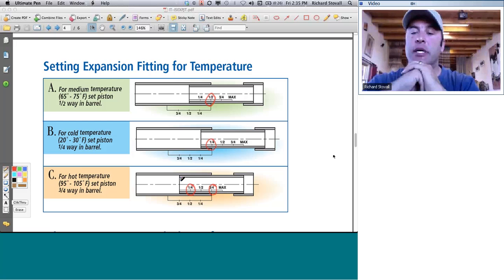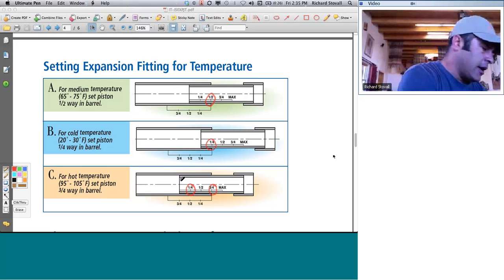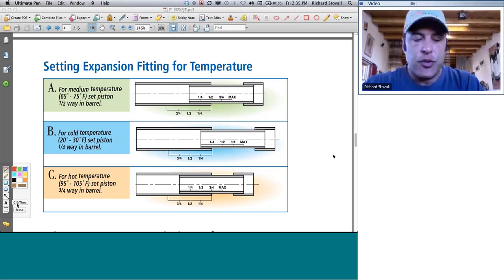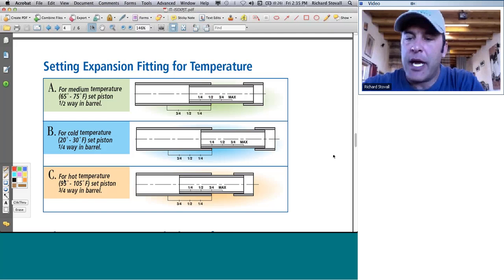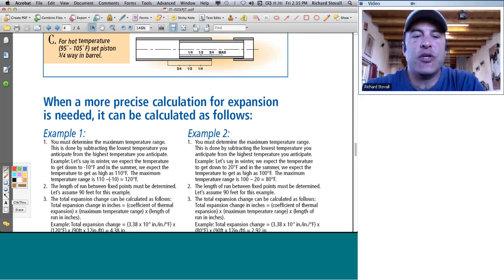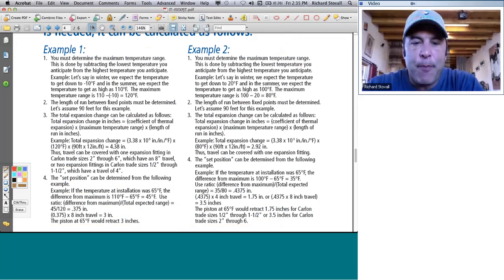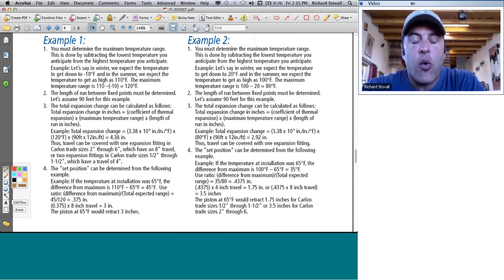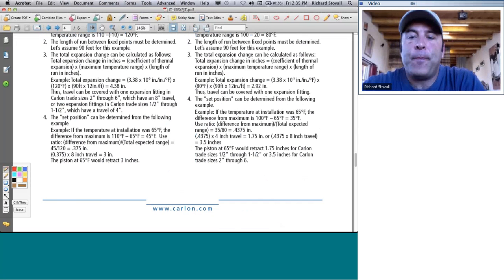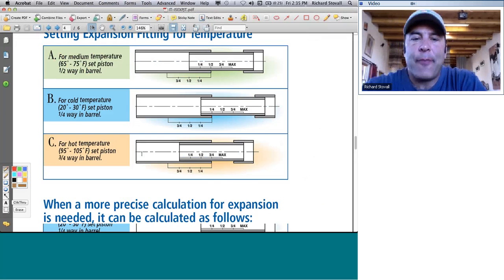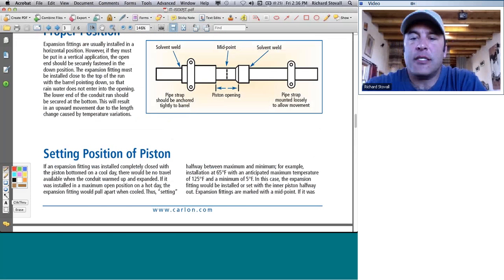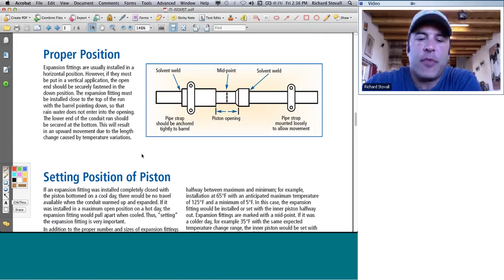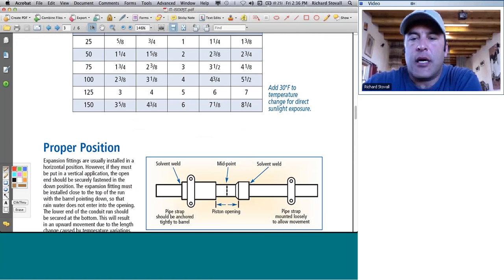Okay. So I'm going to provide this document on the website for you to read through. It actually takes you through a couple of different examples, step by step, on how to calculate how many fittings you would need based on the run. And I think if you wrap your head around this concept, here's another thing to consider when you're doing these installations.